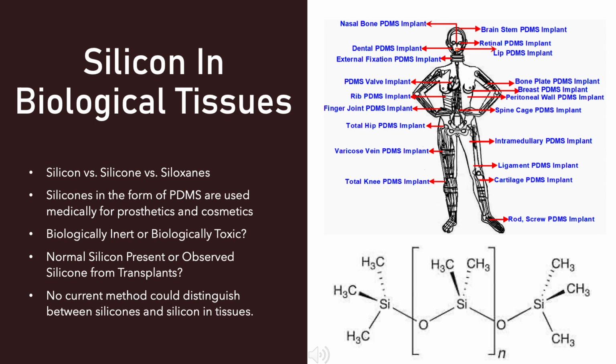The top picture shows all the possible PDMS implants that are used, and then the bottom picture shows PDMS and the chemical structure, and you could see the silicone, oxygen, silicone, siloxane bonds with the methyl groups attached.